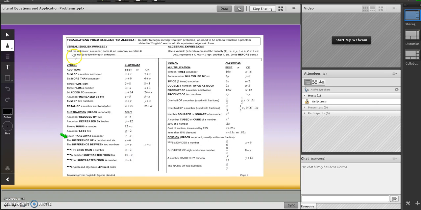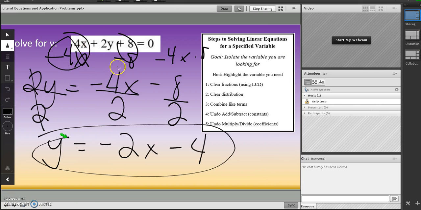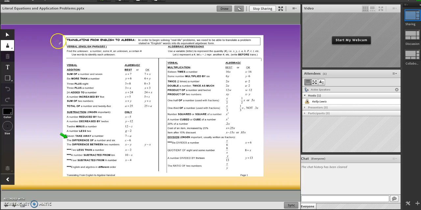Alright, hey guys. Okay, so we did literal equations where you solve for a specific variable, and now I want to talk about word problems. Okay, this thing right here.